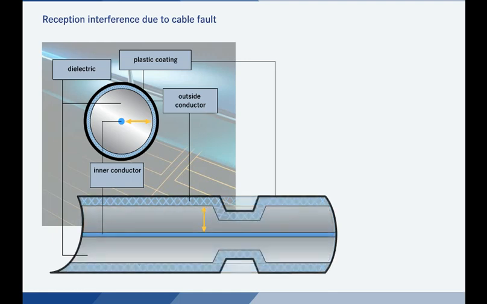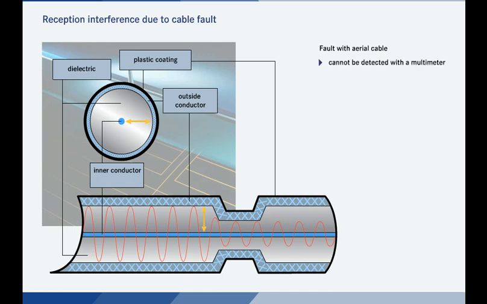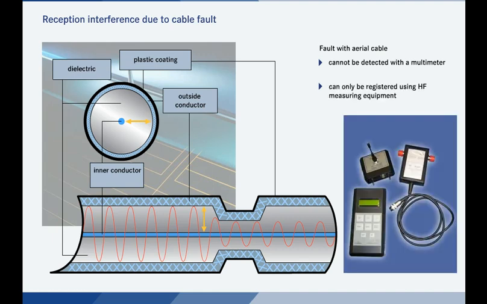If the aerial cable becomes pinched or entrapped, for example, there will be interference through voltage drop and through reflection. This cannot be identified as a break or short circuit using a multimeter. Instead, the impairment can only be registered using high-frequency measuring equipment.